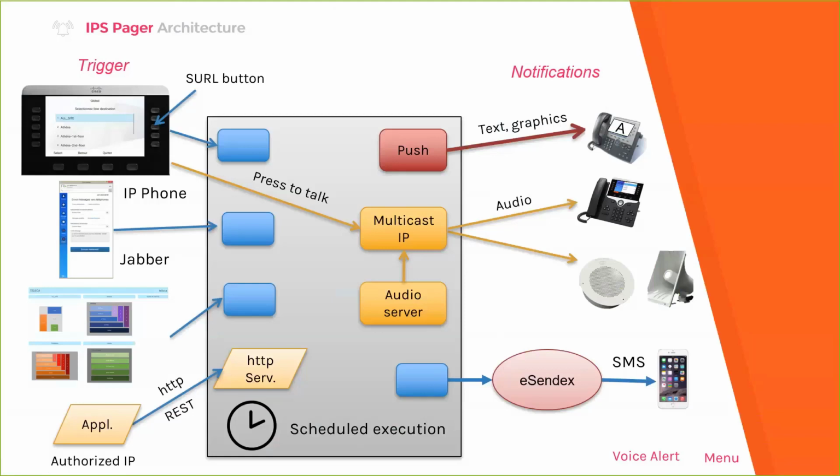And there is some specific feature with IPS Pager, is that you can play audio messages using a multicast IP address, which is great because with one RTP flow you can send audio to thousands of phones at the same time, and these phones are synchronized, which is important if the phones are in an open space, so that the audio is not mixed up, that they are all playing the same thing at the same time.